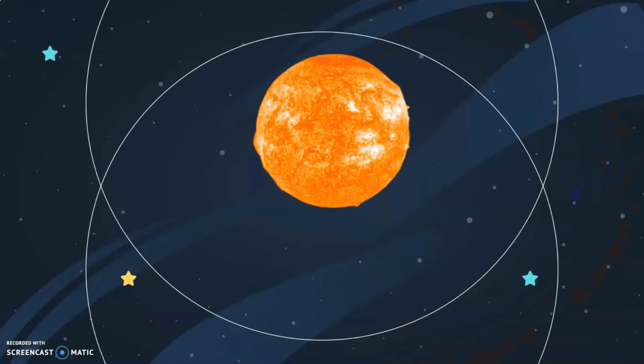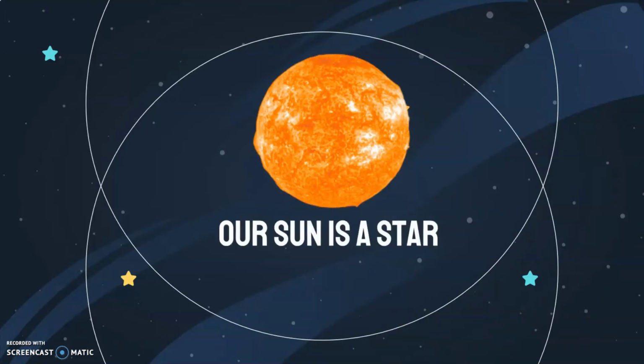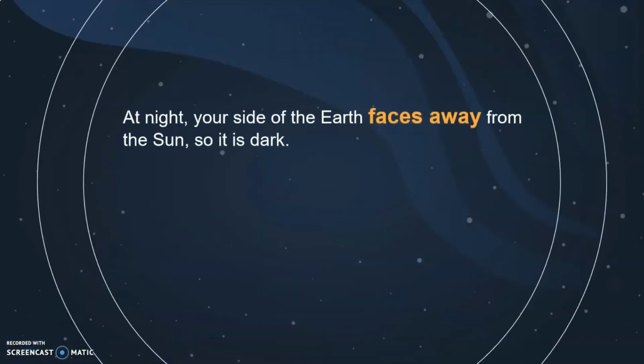Okay, next. The Sun. Our Sun is a star. So the Sun is the star of our planet, Earth. At night, your side of the Earth faces away from the Sun, so it is dark. But in the day, your side of the Earth faces the Sun, so it is bright.